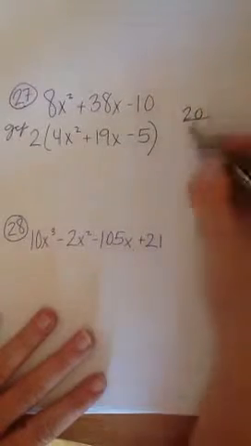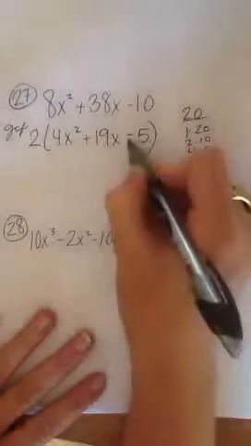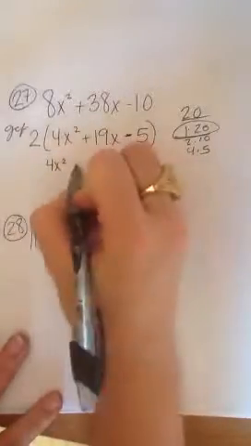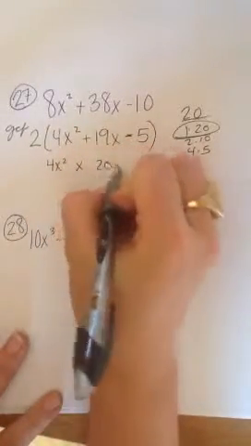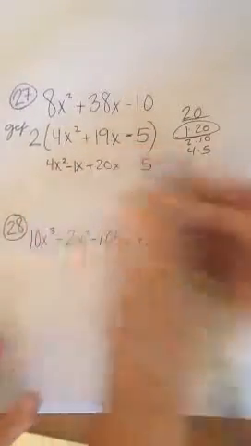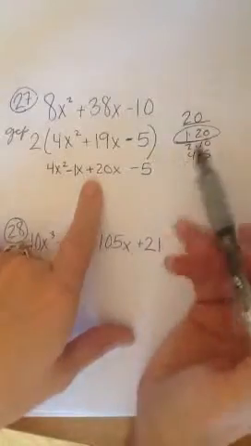You have a 20, which is 1 and 20, 2 and 10, 4 and 5. You want it to subtract to be a 5, so I'm using 1 and 20. 4x squared, I have an x, a 20x, a minus 5. I'm going to make it a negative 1x so that I get a positive 19. So the 20 needs to be positive.